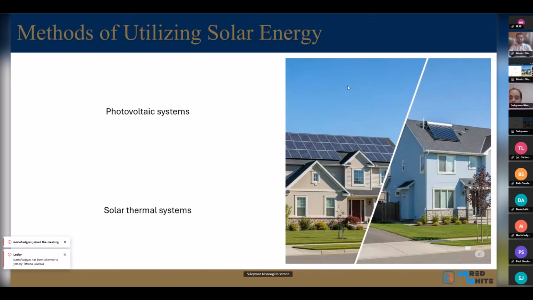Therefore, there are two primary ways to use solar energy. First of all, the photovoltaic system. A photovoltaic panel consists of a semiconductor surface that converts sunlight directly into electricity. Another one is the solar thermal system. A solar thermal system collects solar radiation and heats a fluid, making energy usable in thermal form. Water is usually the primary fluid used in this system. We will focus on solar thermal systems.